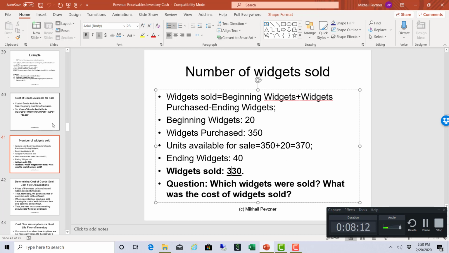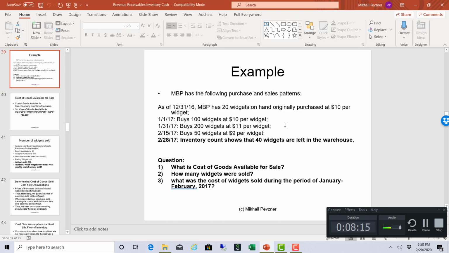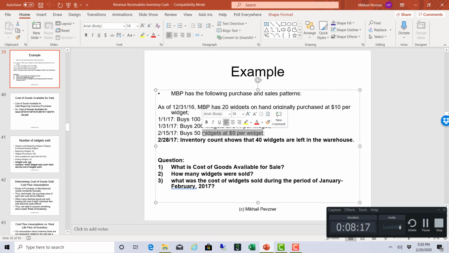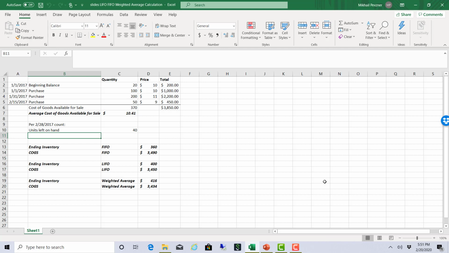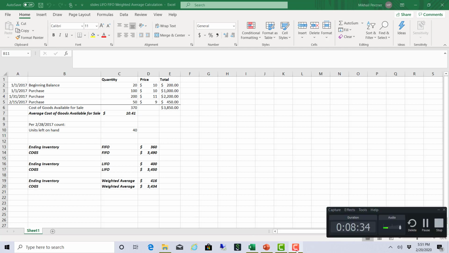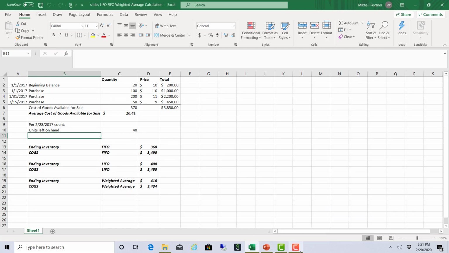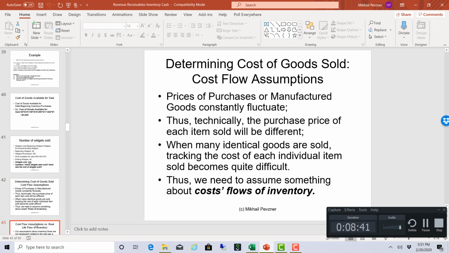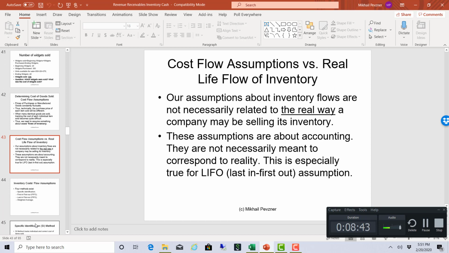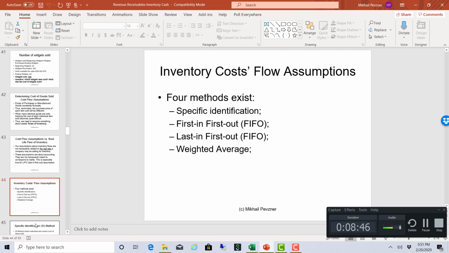But the question is, which of those widgets are those 330? Is it these widgets? Is it these widgets? Or is it these widgets? We don't know. So this is why you need what are called assumptions about the cost flow of inventory. We have several ways of calculating inventory: LIFO, FIFO, and weighted average, or specific identification.